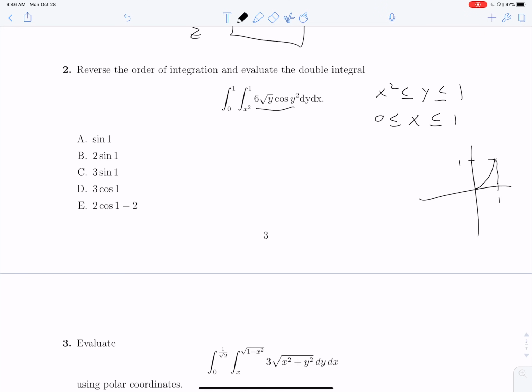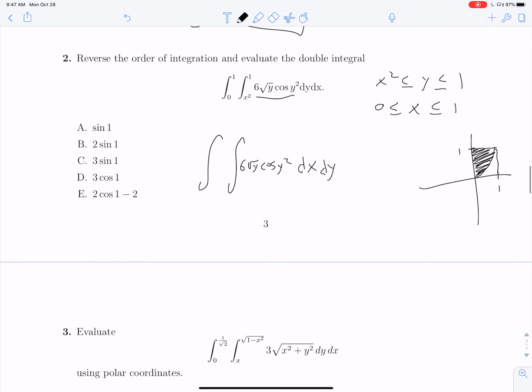And we got our little box here, and we know that x squared is less than y, which is less than 1. So we're looking at this area right here. So now let's rearrange our integral in terms of dx dy. We're still going to have the same integrand, so 6 root y cosine of y squared inside there.